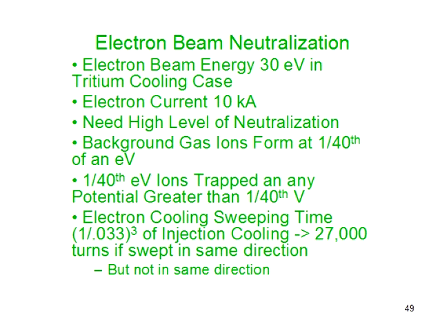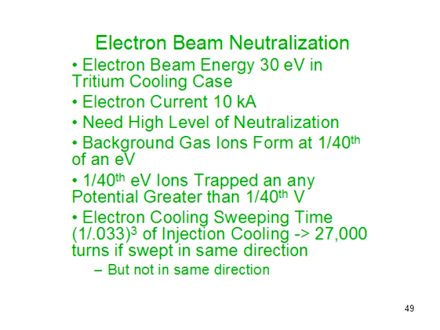It's important to note that background gas ions within the vacuum system will form at about 1/40th of an electron volt of energy, and that a 1/40th of an electron volt ion will be trapped in any potential greater than 1/40th of a volt. Therefore, the ions should neutralize the electron space charge to a considerably smaller value of voltage than the 30 electron volt energy of the beam.